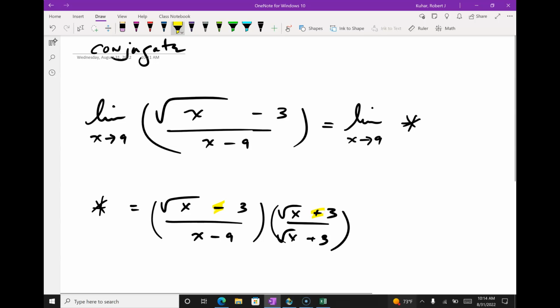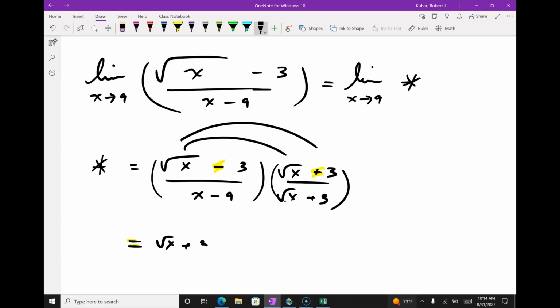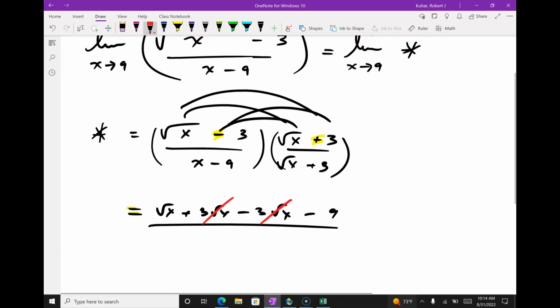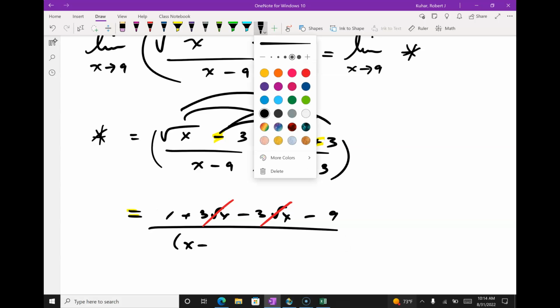So in this particular one, because I know I'm trying to get rid of that piece upstairs, I am going to distribute up here. So I get square root of x times square root of x, I get 3 square roots of x, I get minus 3 square roots of x, I get minus 9. And of course, that's why we use the conjugate, because those middle terms always cancel. Oops, sorry. Square root of x times square root of x is just x, sorry.